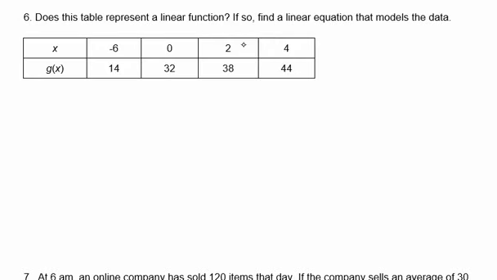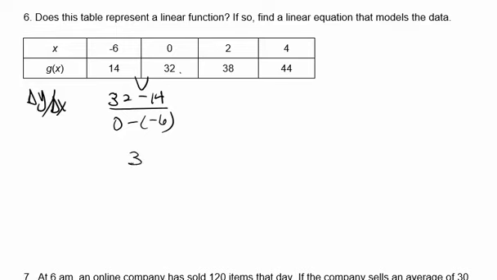And we can decide if a table represents a linear function by finding the rate of change between each pair of points. And so I'm going to say change in y over change in x. And start with the first pair. We'll say 32 minus 14, okay, or y2 minus y1, over x2 minus x1, 0 minus negative 6. And simplify that, okay, which is just a 3.